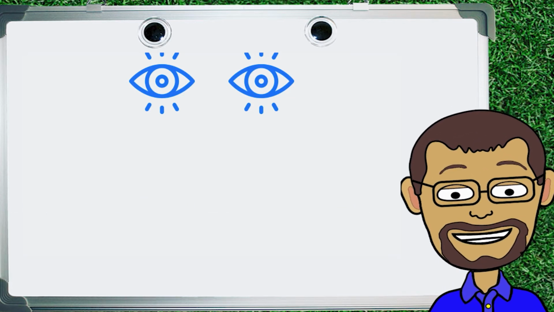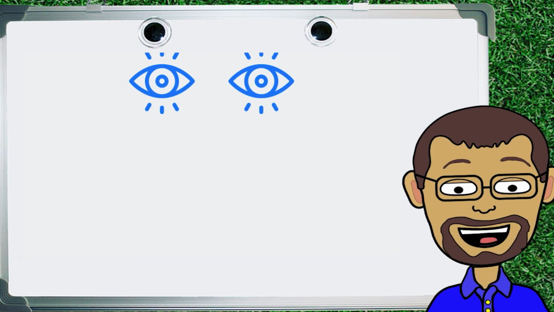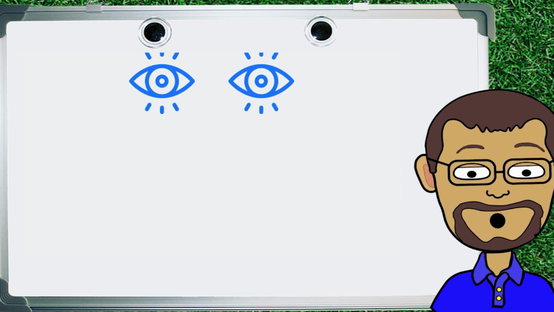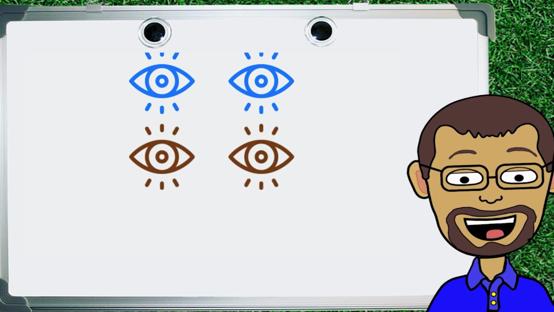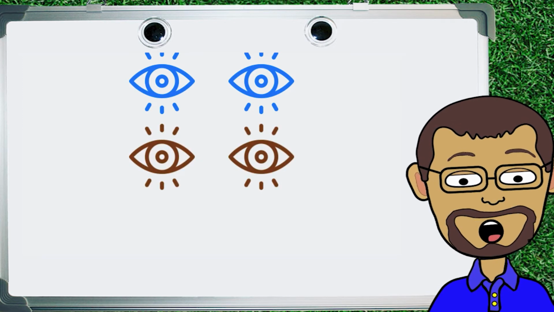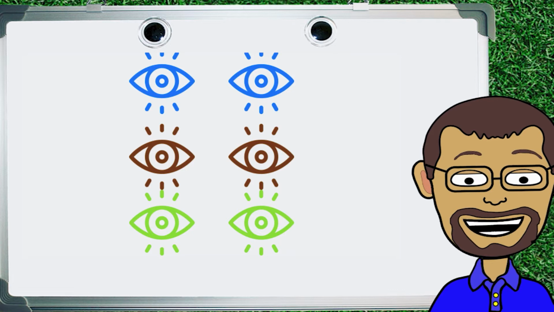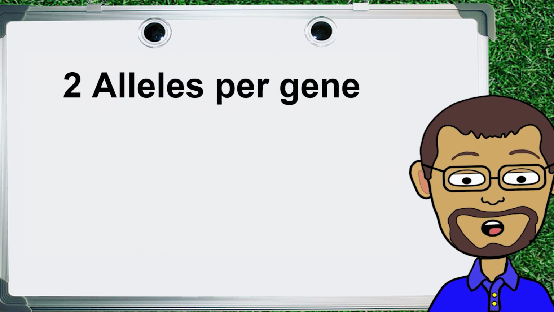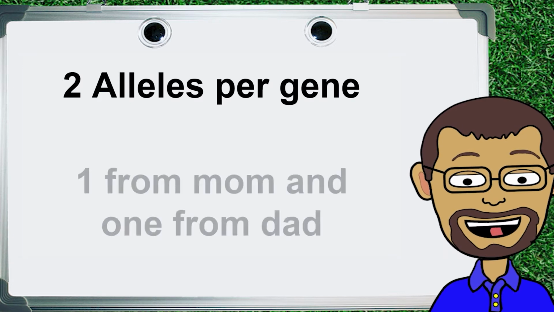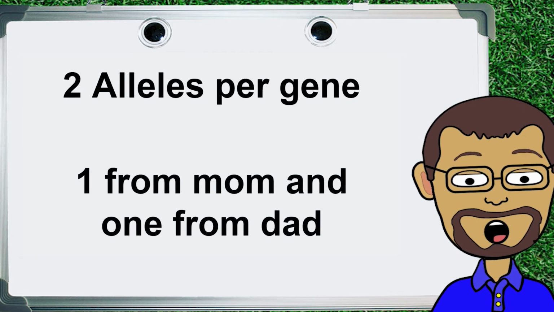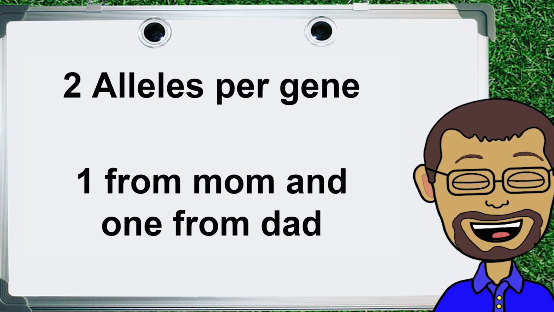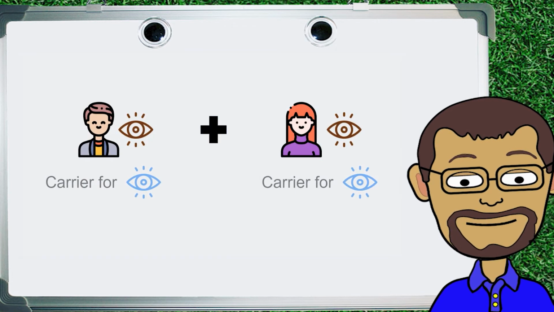All right, so for example, the gene for eye color has a couple of different alleles that you can have. You could have the allele for blue eyes. You could have the allele for brown eyes. You could have the allele for green eyes. Every individual has two alleles for any given gene. That's because they get one allele from one parent and another allele from the other parent. So going back to the example, I said both parents are carriers for blue eyes.